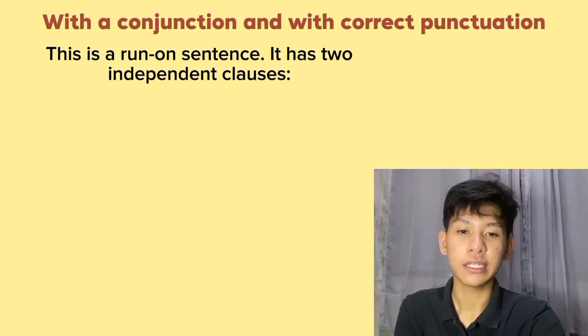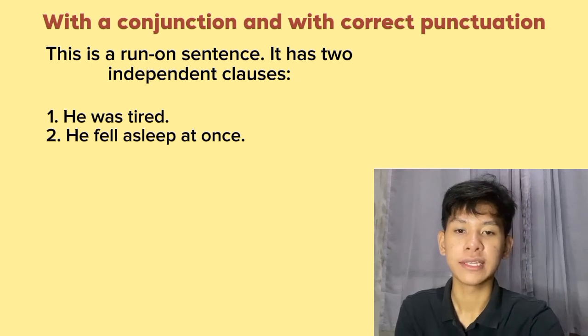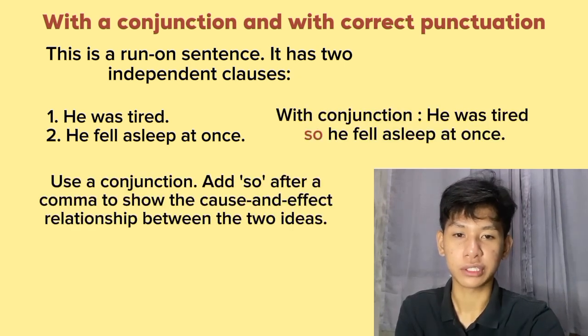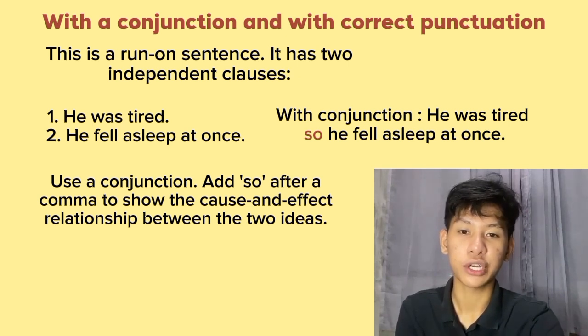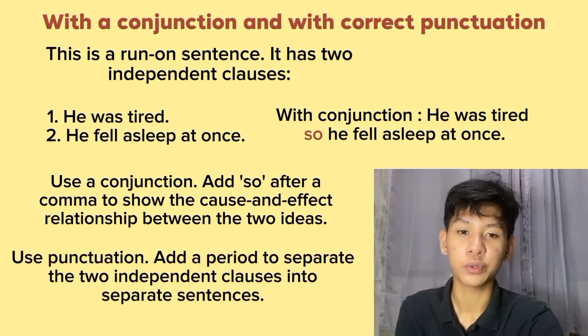This is a run-on sentence. It has two independent clauses. He was tired, he fell asleep at once. Since these two are complete thoughts, shouldn't they be joined together like this? So how do we fix it? One way is to use a conjunction. Here we add so after the comma to show the cause and effect relationship between the two ideas. Now the sentence makes sense. Another way is to use punctuation. Here we add a period to separate the two independent clauses into separate sentences.